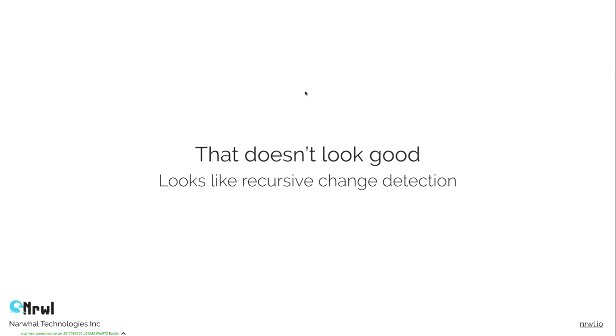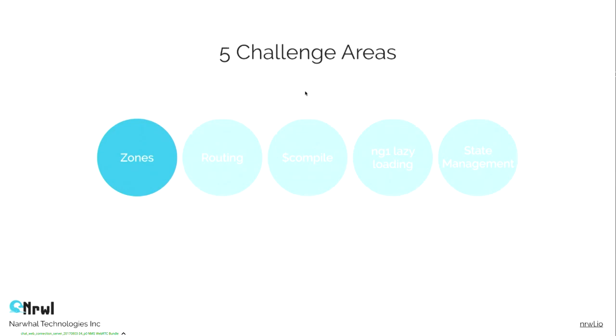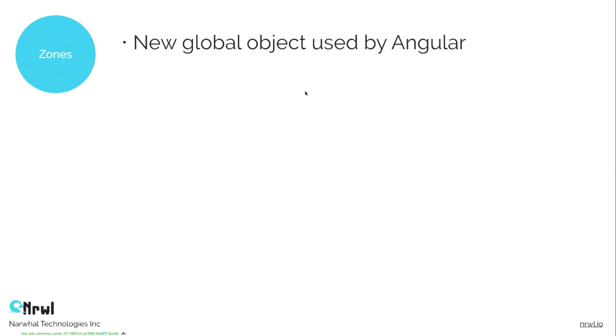Okay. What's happening here, and this is a profile from a real application we've helped with, is recursive change detection is happening. So why is so much work happening? Well, this brings us to our first challenge area, which is zones. So zones are this thing that Rob Wormald invented. Actually, he didn't. It's inspired from Dart zones and many other prior arts, but it's a new global object used by Angular. The Angular team's actually been working on getting this standardized. I couldn't tell you the status of that, but it's something that's global in the browser.